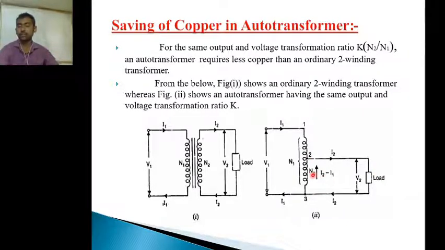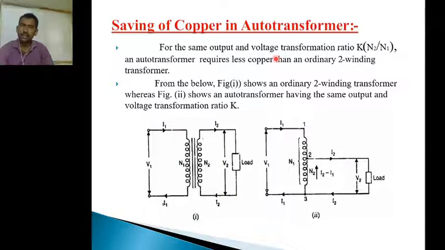At that point, the number of turns is N2, and the remaining number of turns is N1 minus N2. These we observe from the diagram itself. Also, we know that the length of the copper required in a winding is proportional to the number of turns, and the area of the cross section of the winding wire is proportional to the current rating.